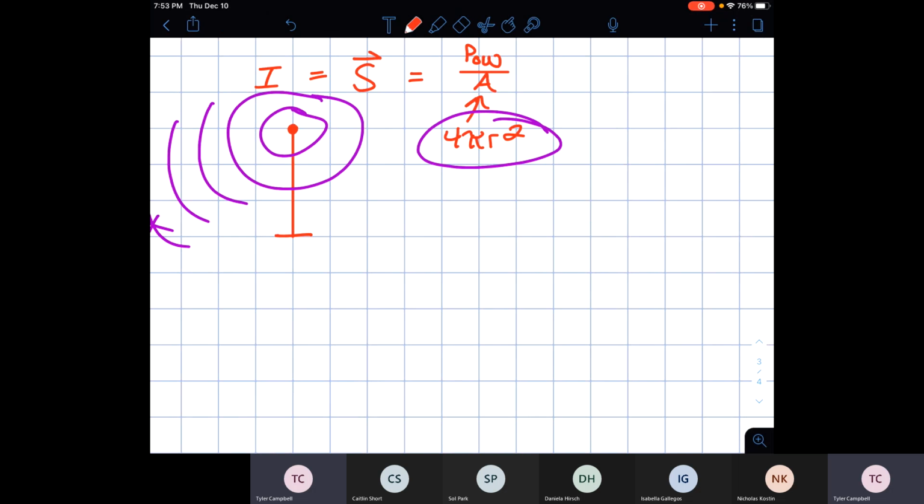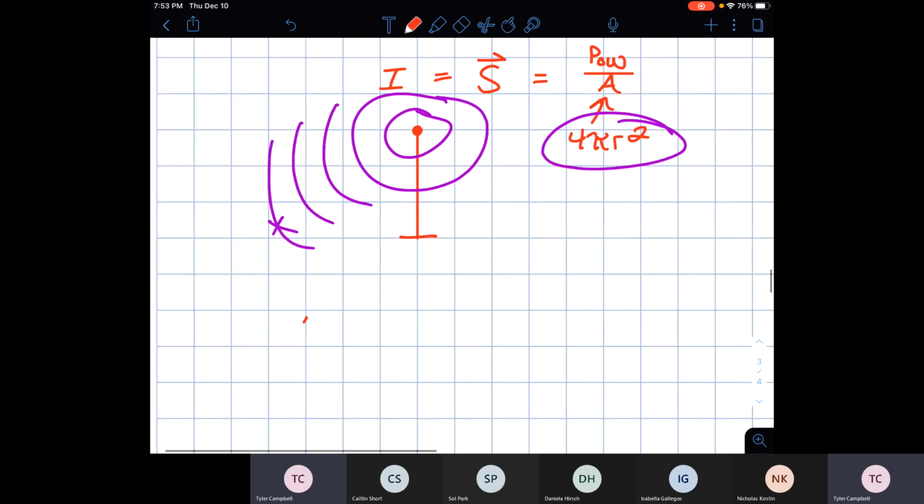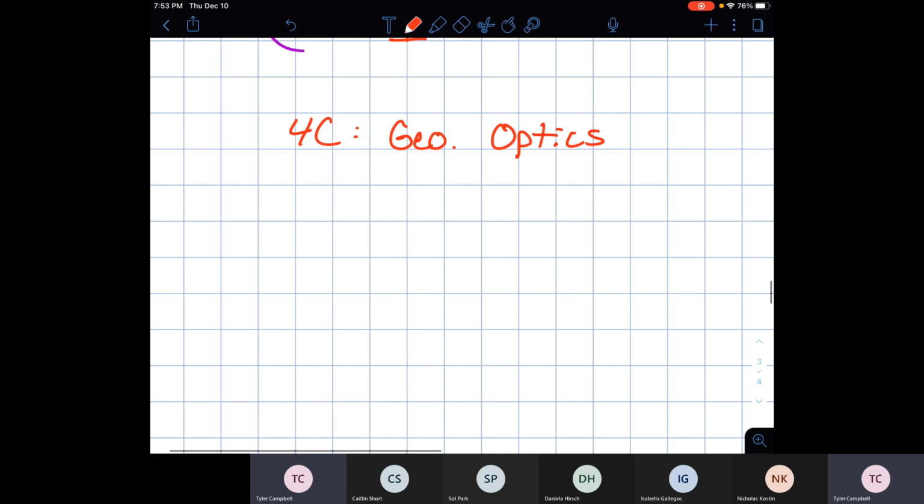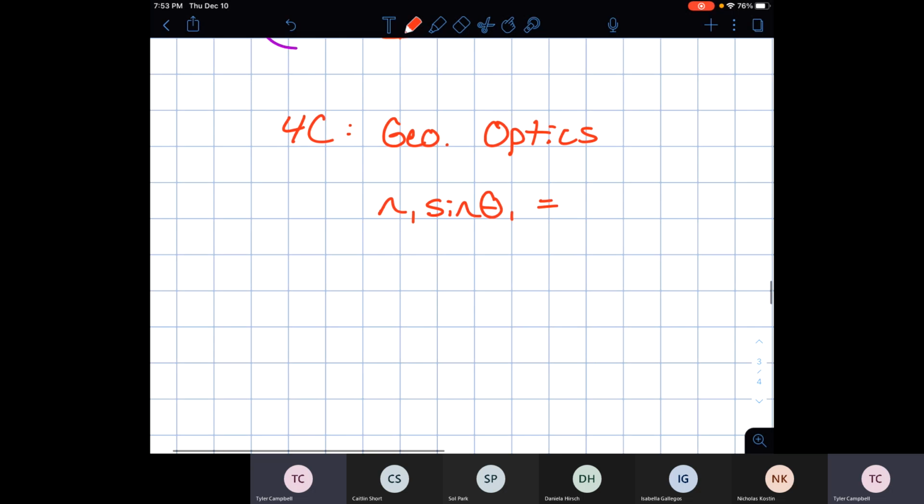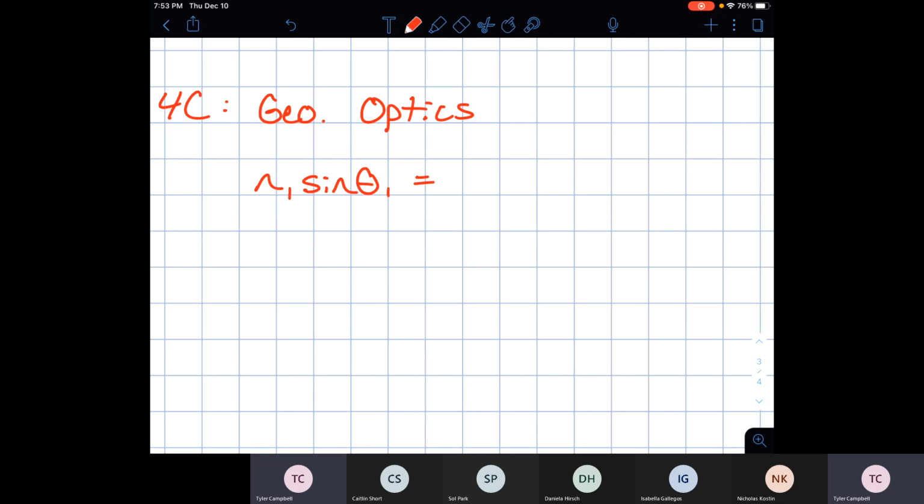4C was all about geometric optics. I'm sure most of you either loved that or hated it, dealing with triangles and the usage of Snell's law. Snell's law says that the index of refraction of the material that the light is first in, times the sine of the angle to the normal that it comes into our prism at, is equal to the same formula, but dealing with everything on the inside of a shape.